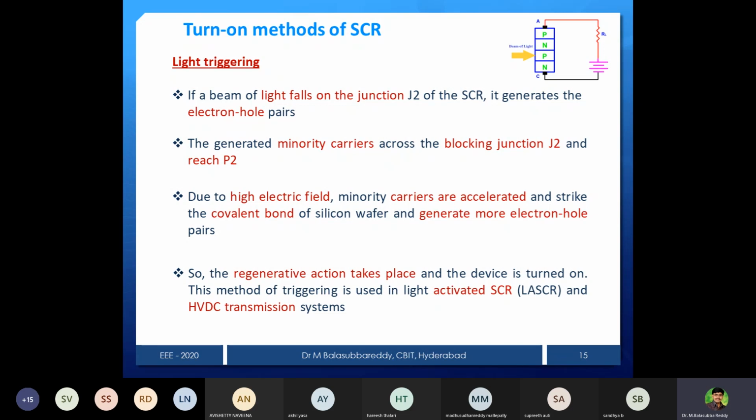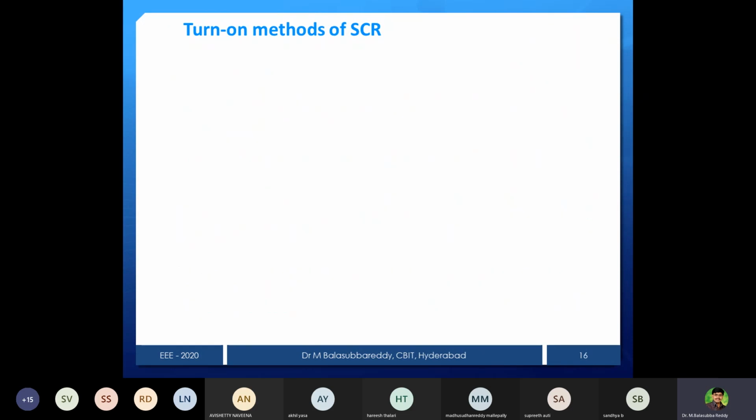So this is used for a very sharp-timed and highly accurate turn-on process. We can use it in HVDC transmission. Lasers are used in HVDC transmission, where we use light triggering methods to turn on the devices. Another one is dV/dt triggering.